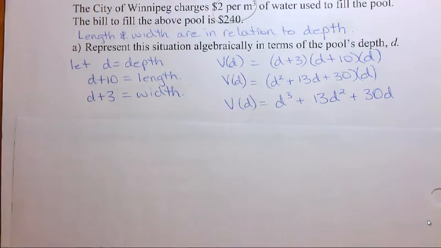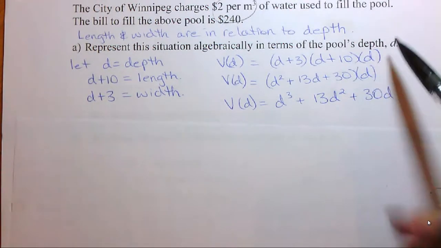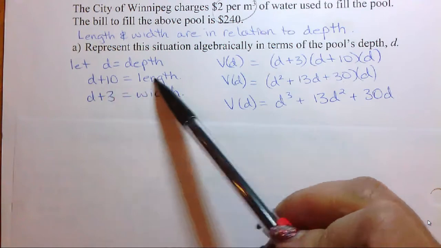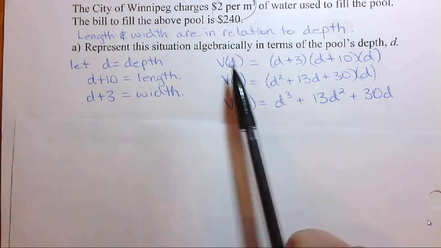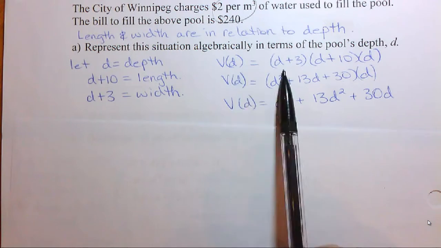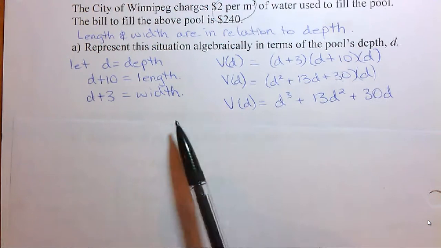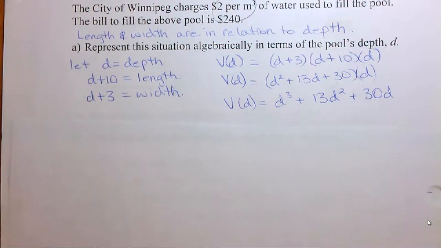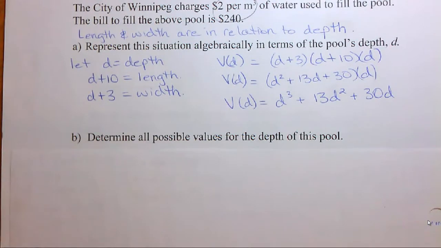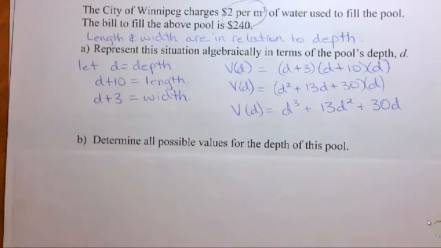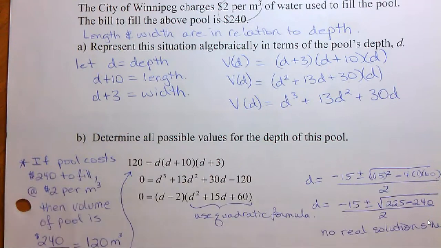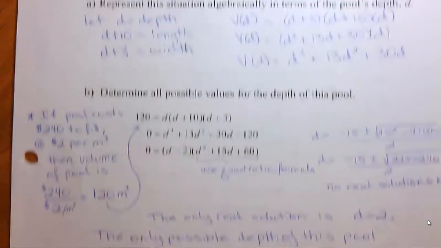So we're going to represent the situation algebraically in terms of the pool's depth. D is depth, D plus 10 is the length, and D plus 3 is the width. So everything is in terms of depth, and this is our polynomial that represents the volume. Multiply everything through, and that's what we end up with. We're going to determine all possible values for the depth of this pool, which means we need to solve for D, doing everything we've been doing before.